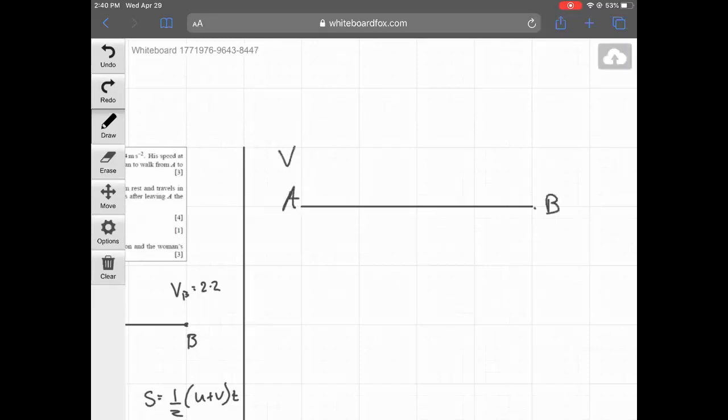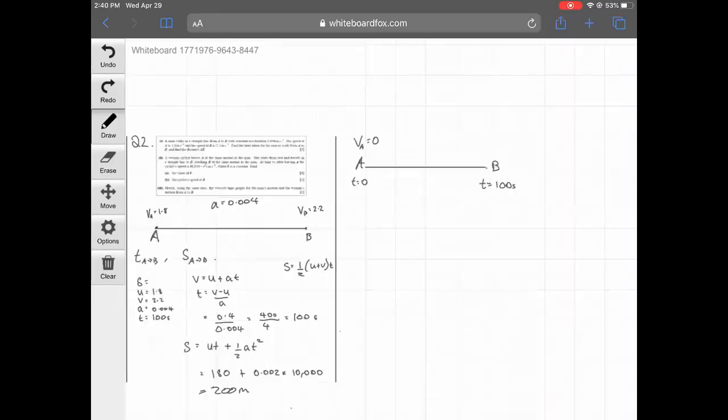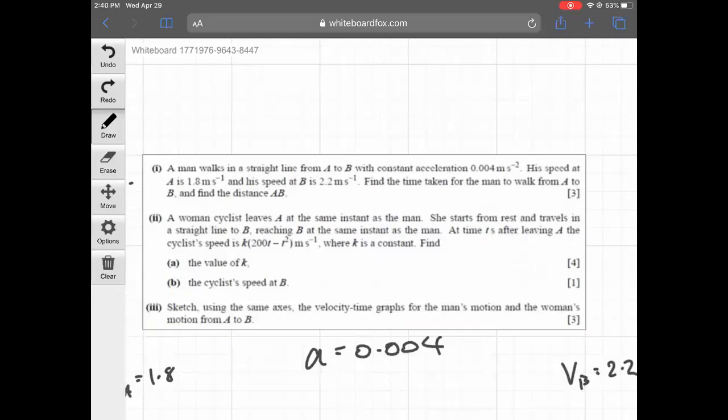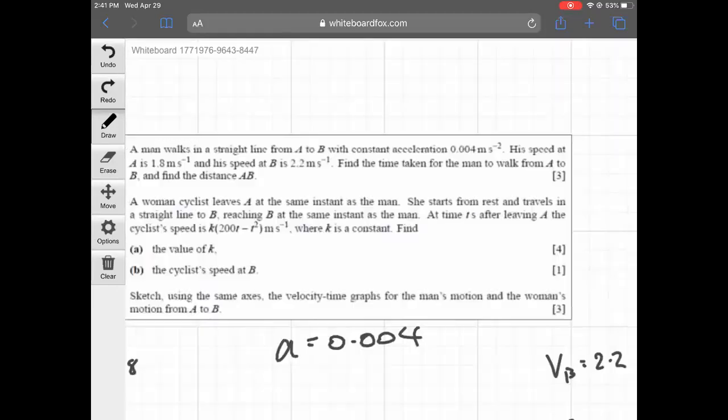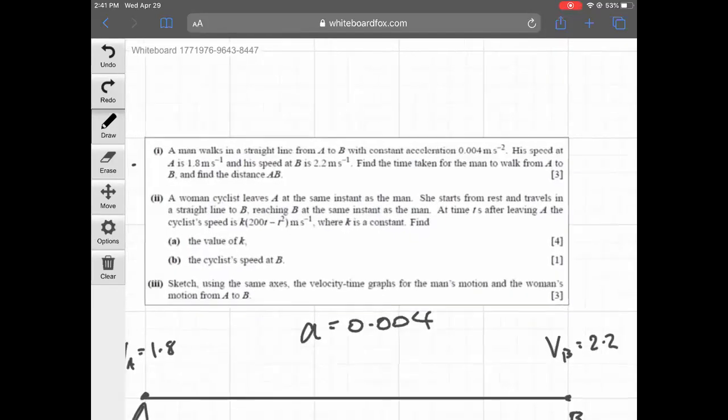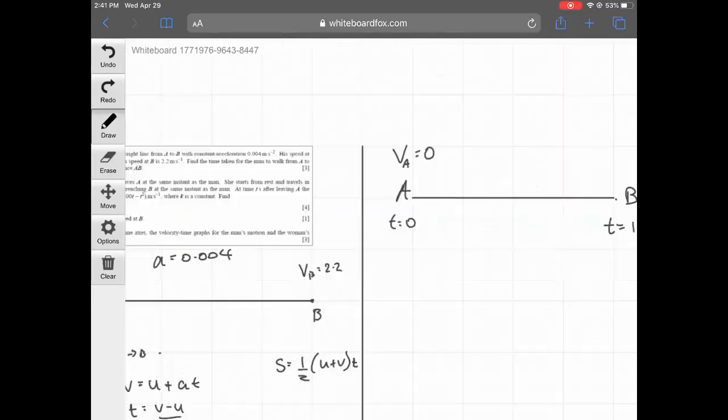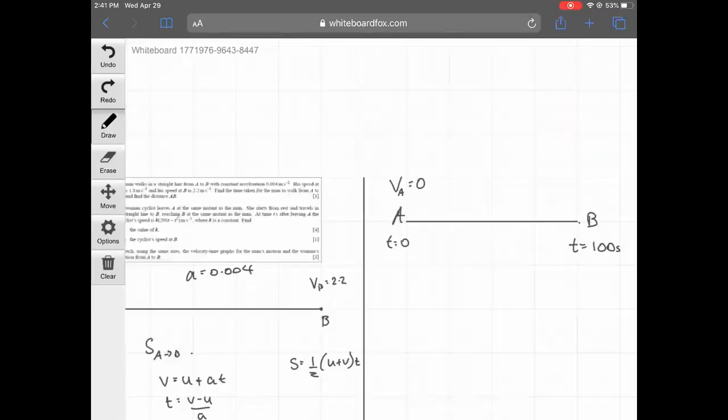She starts with a velocity of 0, and it takes her 100 seconds. This is t equals 0 to get there. So just putting the information down on the diagram. At time t, after leaving, her speed is given by this weird function k times 200t minus t squared, where k is a constant. So what's it say?